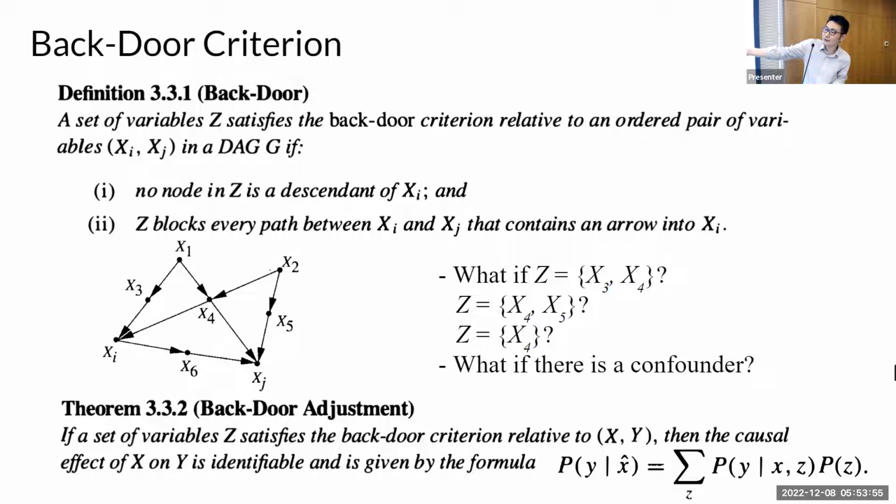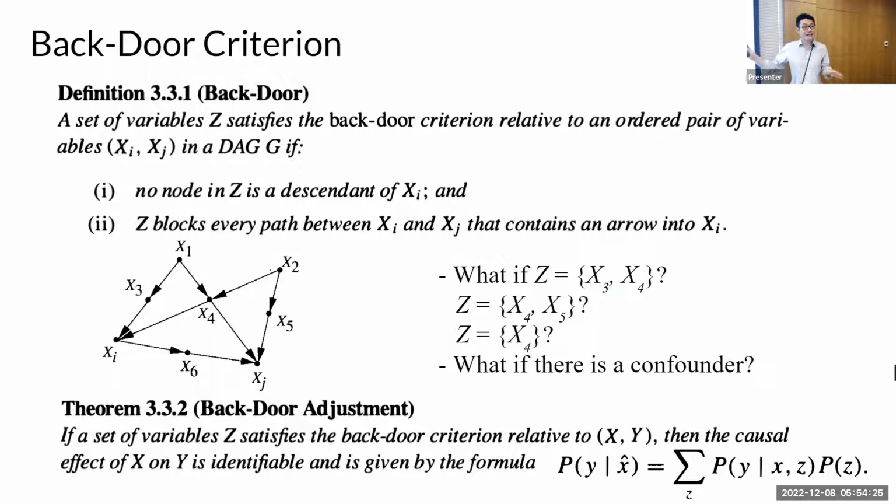This M shape. This one is not blocked because X4 is a collider here. Given the collider, this path will be open. This is about d-separation and whether a path is blocked. So it's another thing. Now, this one is open. It's not blocked. So we say if Z is X4, then it does not satisfy the backdoor criterion for Xi and Xj. Okay, good.